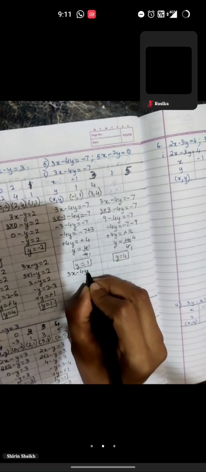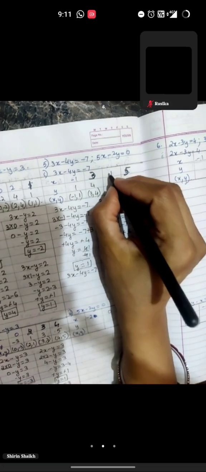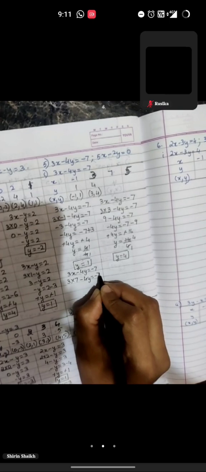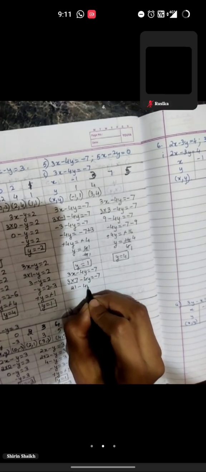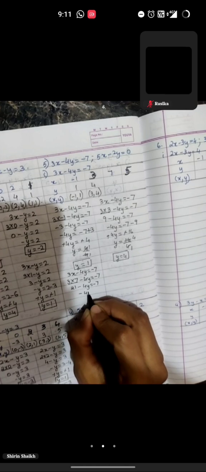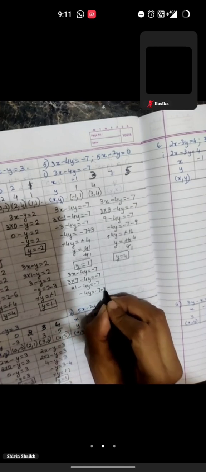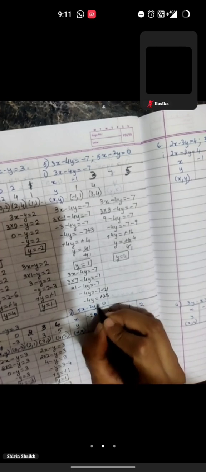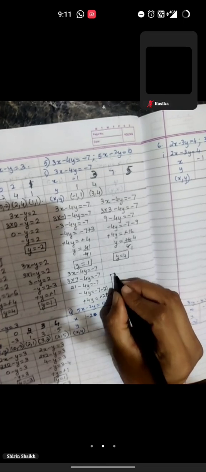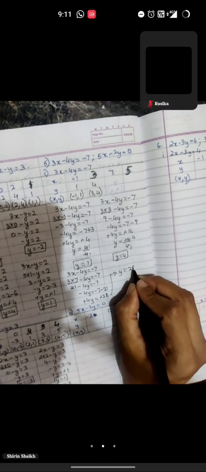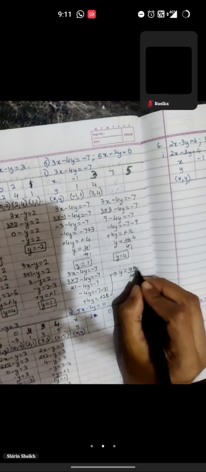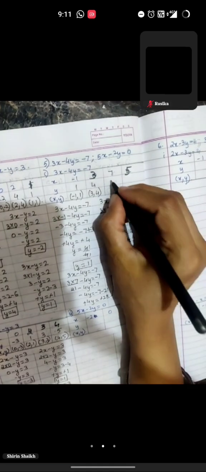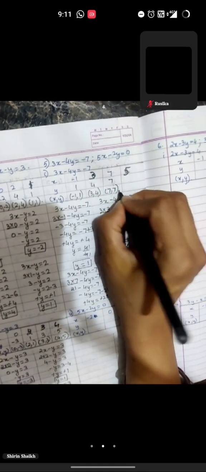Now I am taking x as 7. So what do I get? 21, minus 28, the minuses cancel. Y is equal to 28 upon 4. 4 sevens are 28, y is 7. So when x is 7, y is also 7.